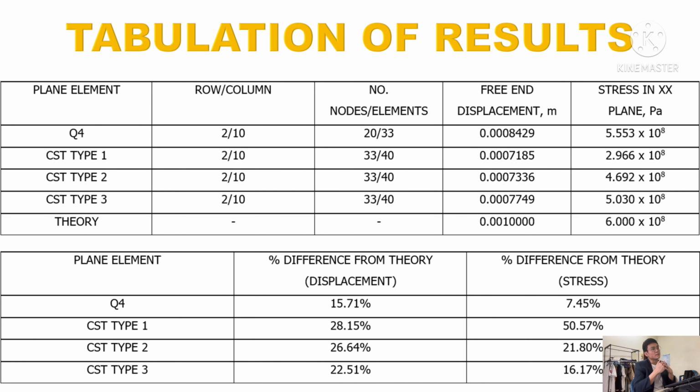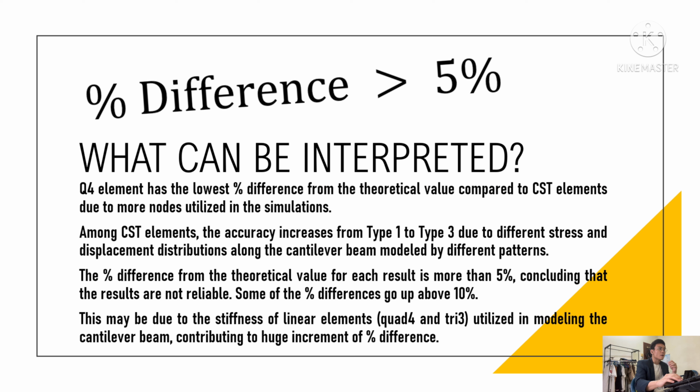So this is the tabulation of all the simulation results. We use the theoretical value calculated from the beam theory to verify the accuracy of the simulation results by determining the percentage difference of all the results from the theory for the displacement and stress value. So what can we interpret from the tables?